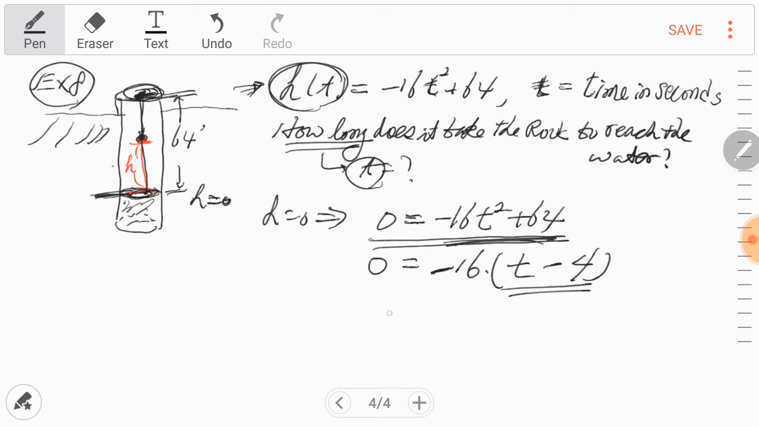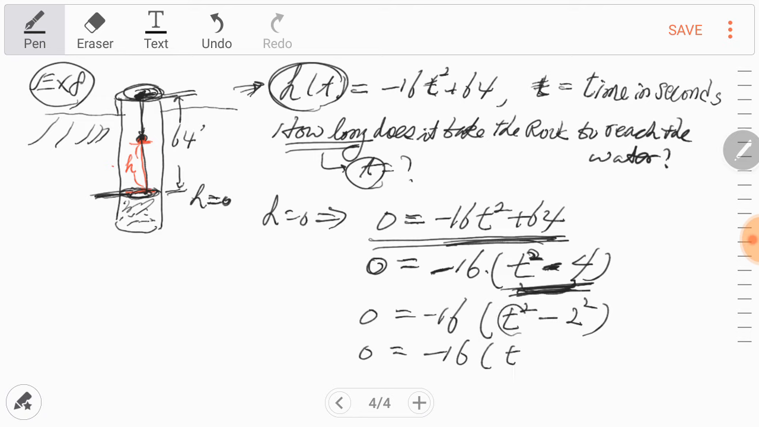Since this product is 0, we have to set this equal to 0. This is t squared minus 4. Whenever we have a binomial, check whether it can be a difference of squares. And this one is a difference of squares, because t squared minus 4 is t squared minus 2 squared. So we can write it as (t plus 2)(t minus 2).